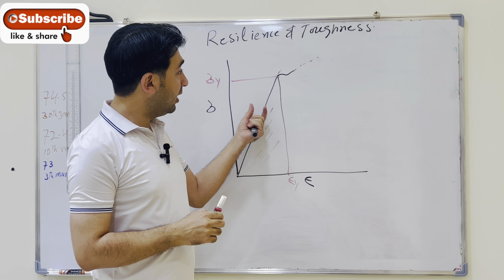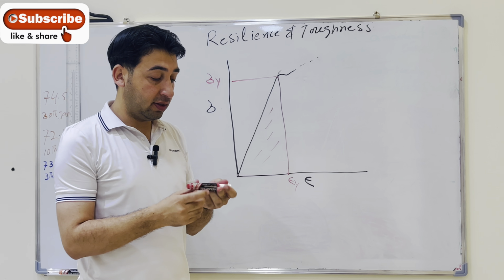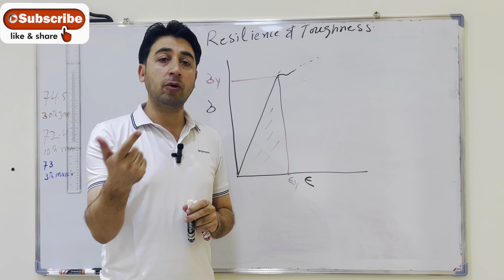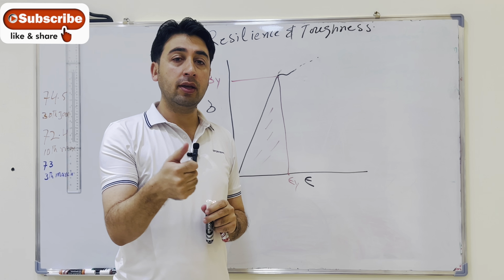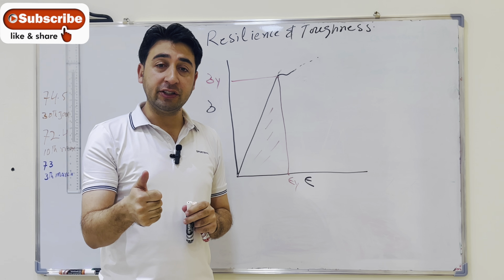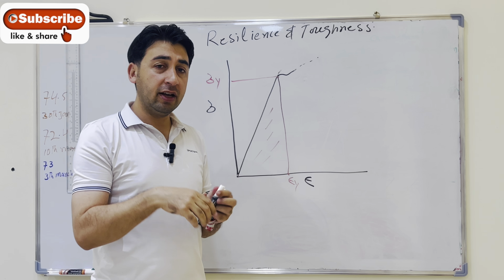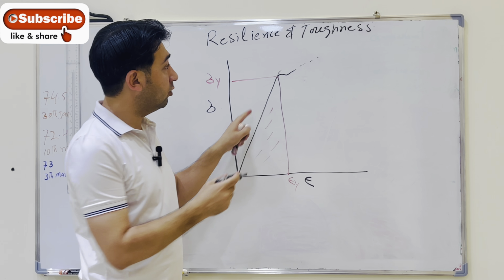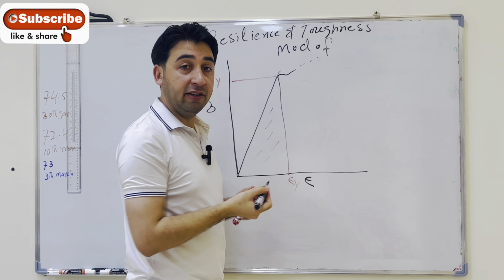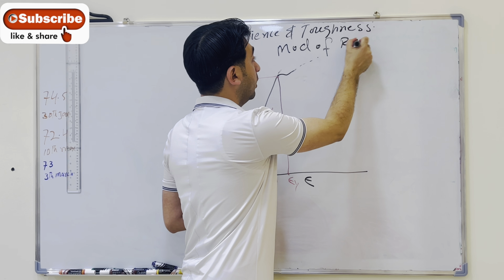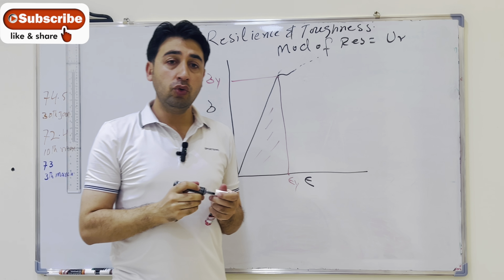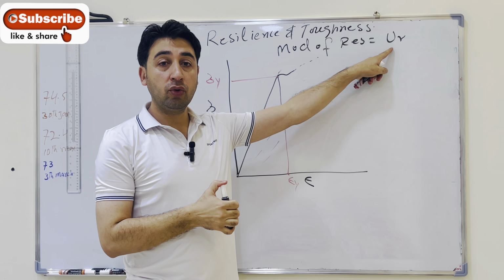Now the property associated with resilience: previously we discussed stiffness, right? And the property associated with stiffness was modulus of elasticity or Young's modulus, right? Here the property associated with resilience we call modulus of resilience, and we represent that with UR. This UR, how can we find it? This is the modulus of resilience.